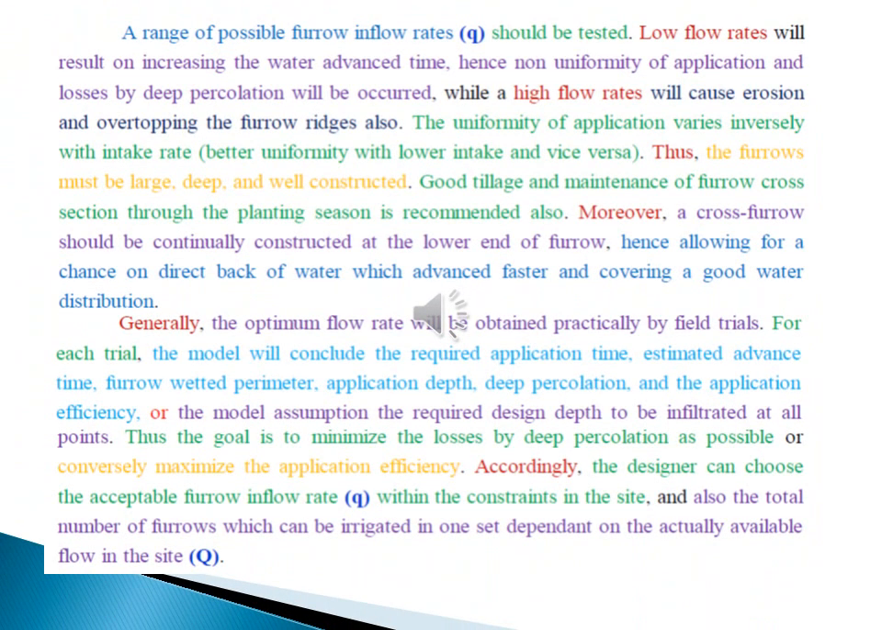A range of possible furrow flow rates should be tested. Low flow rates will result in increased water advance time, hence non-uniformity of application and losses by deep percolation will occur, while a high flow rate will cause erosion and overtopping of the furrow ridges. Thus, the furrows must be large, deep, and well constructed, and good tillage in addition to maintenance of the furrow cross-section through the planting season is also recommended. Accordingly, and for more accuracy, the optimum flow rate will be obtained practically for the furrow by field trials.